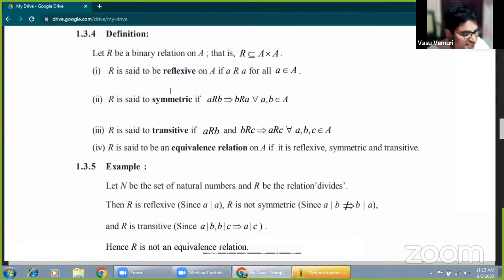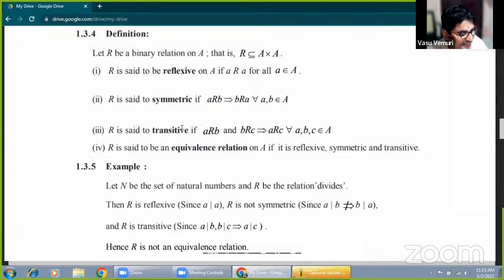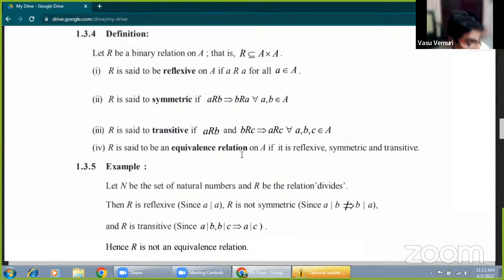What about the relations? What is reflexive? Equivalence means reflexive, symmetric, transitive. When these three conditions are satisfied, that is called an equivalence relation. Students, listen carefully. This is a very important concept of algebra. According to sets, relations, and functions, I must repeat it a number of times.